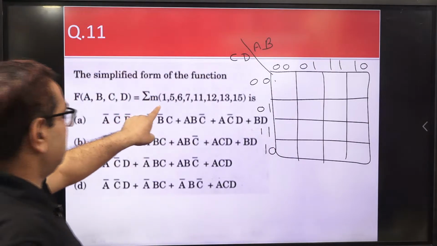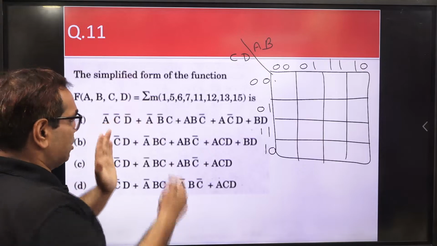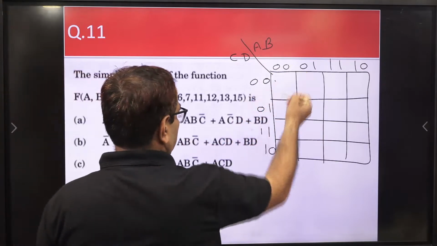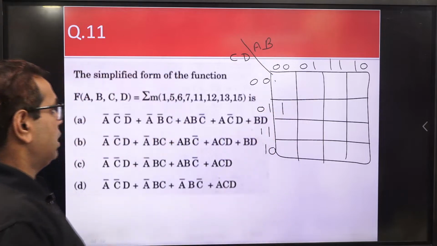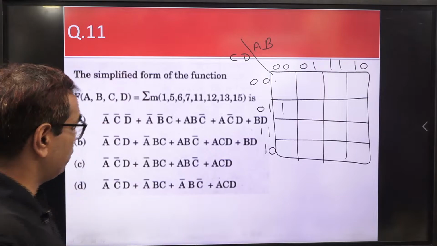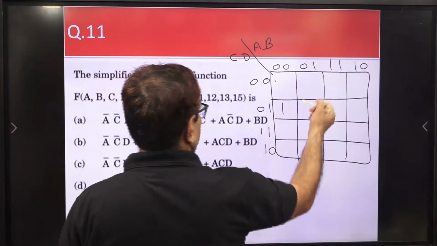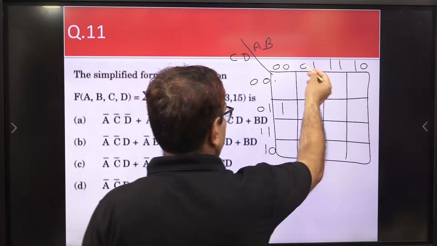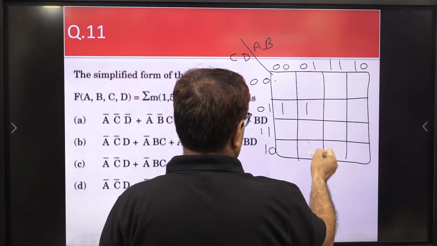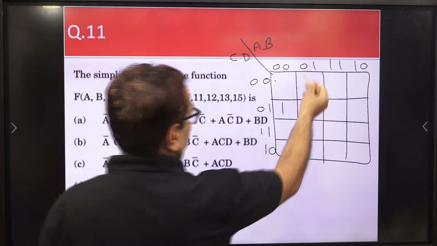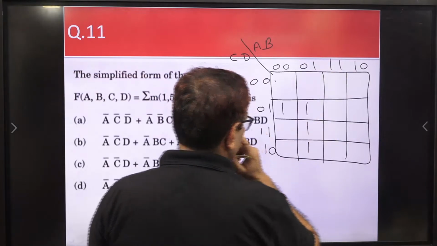So minterm 1. What is the binary code of decimal 1? 0, 0, 0, 1. So 1 here. Now we have 5. What is the binary code of 5? 0, 1, 0, 1. So here 1. Then 6: 0, 1, 1, 0. Here 1. Then 7: 0, 1, 1, 1.